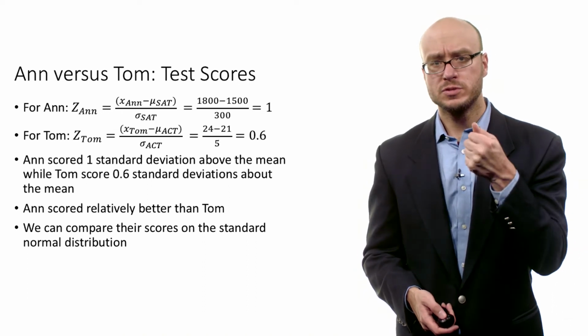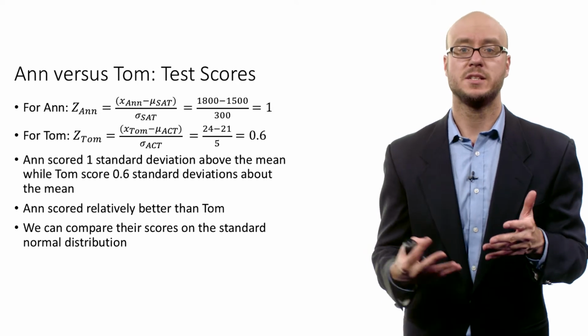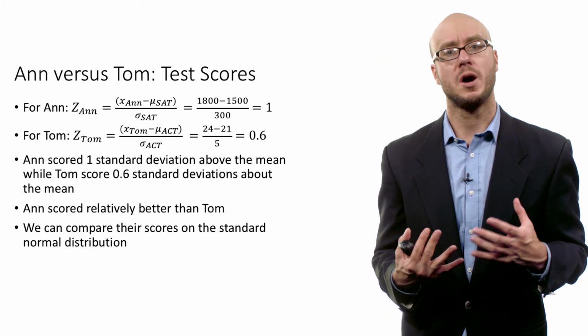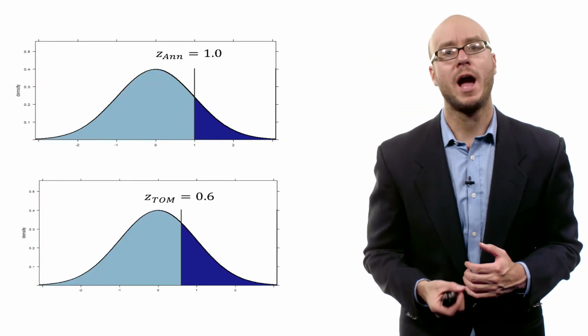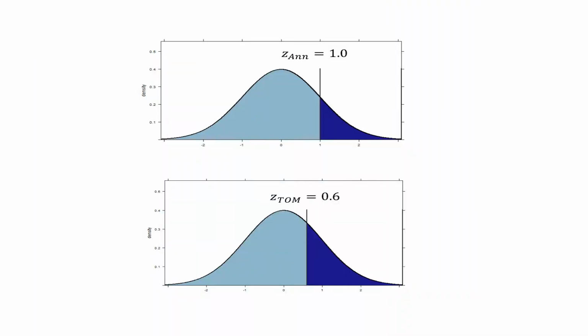We can also use their z-scores, and since we know both of the distributions in the population for SAT and ACT scores, they're both normal, we can use a standard normal distribution model and plot their scores to see how they're doing. So for example, in this top plot, that model is roughly the distribution for SAT takers. And you can see that Anne gets a z-score of about 1, and Tom gets a z-score of about 0.6. So Anne scored relatively better than Tom.